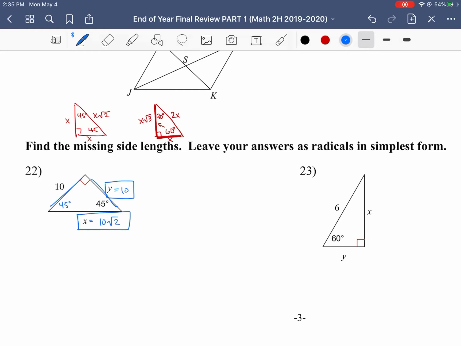Looking at 23, same idea. If we're looking at this piece right here, then we know that this is the hypotenuse, and the short leg is always half of the hypotenuse. So we're looking at something that would be like 3, and then this is root 3 bigger, so this would be 3 square root 3, so we can work through that.